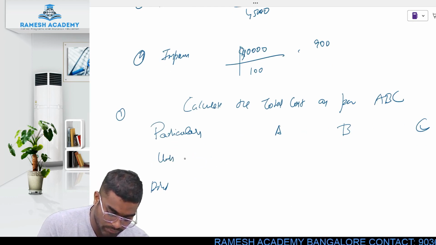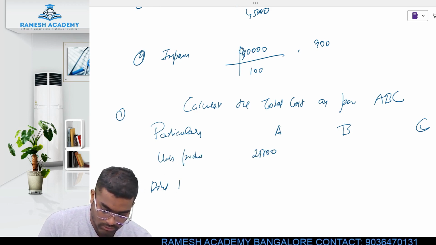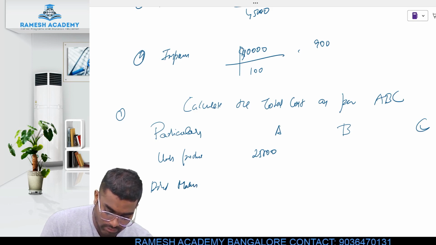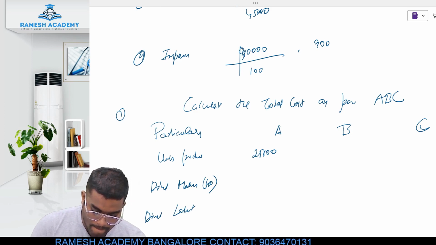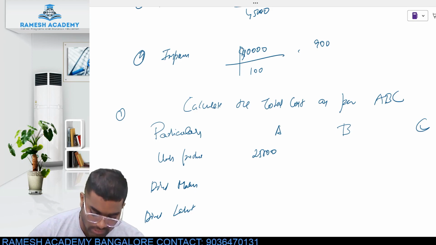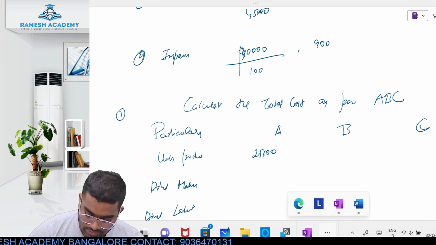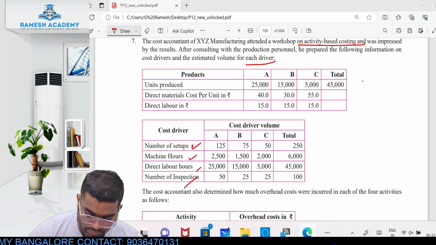I'll have units produced. It was 25,000 here, so direct material at 40. Direct labor, I think you should not write 40 because each one will have different cost. No, I can't take a random figure here. So direct labor, so 25, 15, 5.